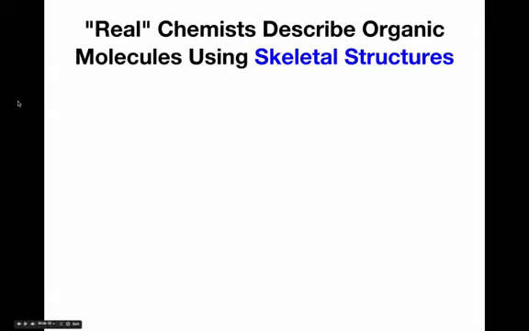In this section, we are going to discuss one of the methods for unambiguously describing organic molecules that is commonly used by what I'm calling real chemists. And I mentioned this briefly in the previous section. It is a way of describing organic molecules and describing the attachments. It's called a skeletal structure.